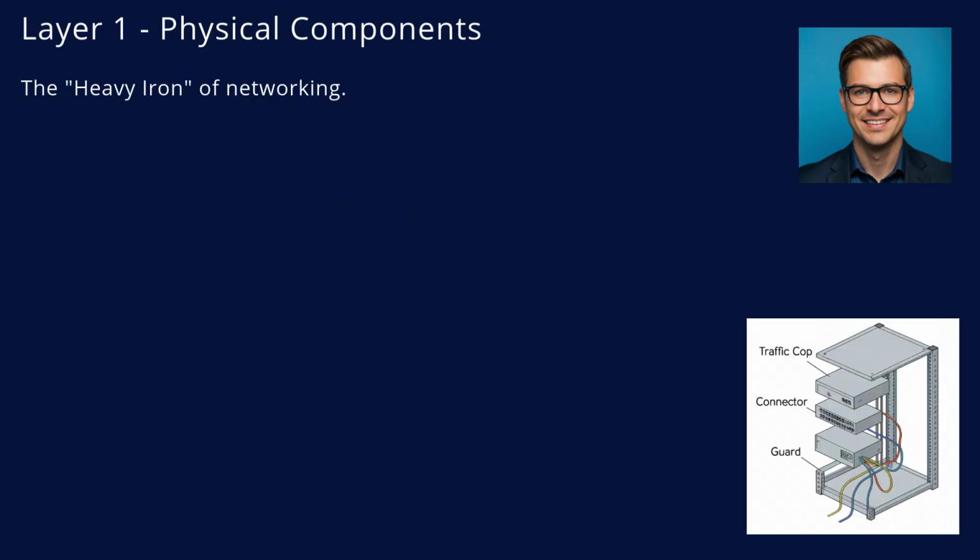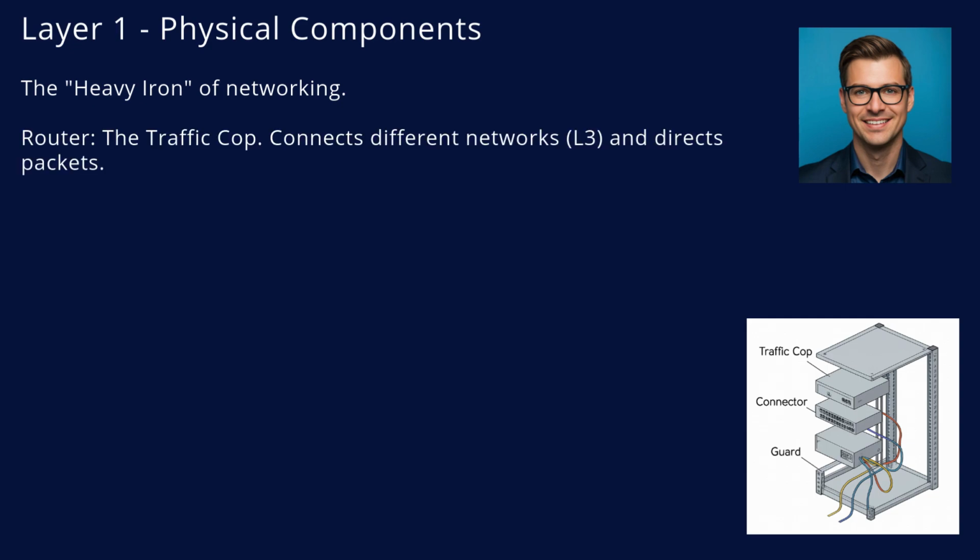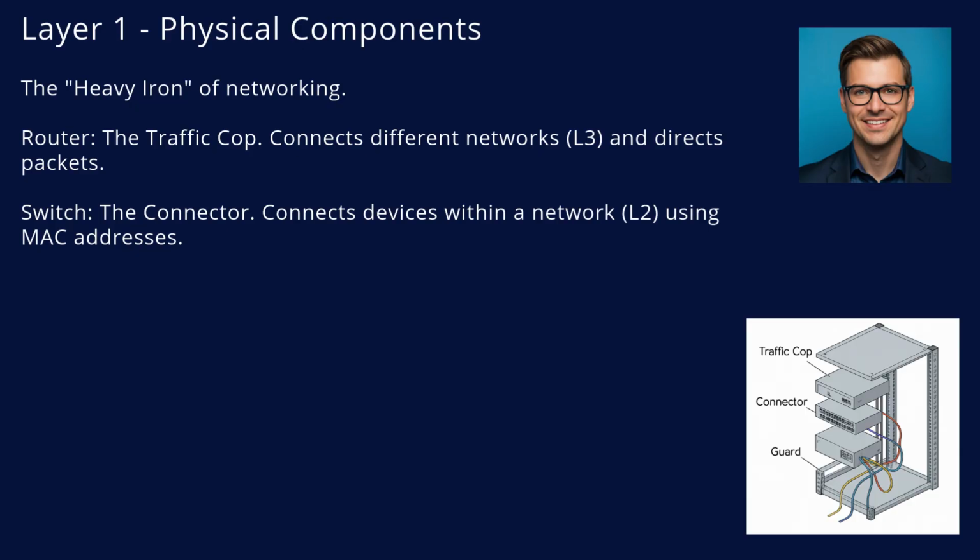Let's start with layer 1, the physical components. This is the heavy iron you might see in a server room. First, the router. Think of this as the traffic cop. It sits at the edge of your network and directs traffic between different networks, like connecting your office to the internet. It operates at layer 3 using IP addresses. Next, the switch. This is the connector. It connects devices within the same network, like all the PCs in an office. It works mainly at layer 2 using MAC addresses.